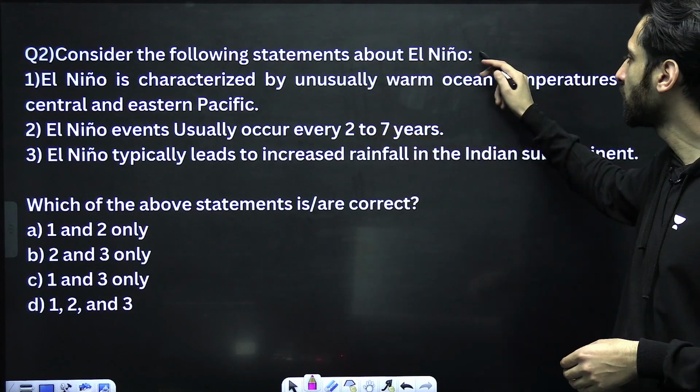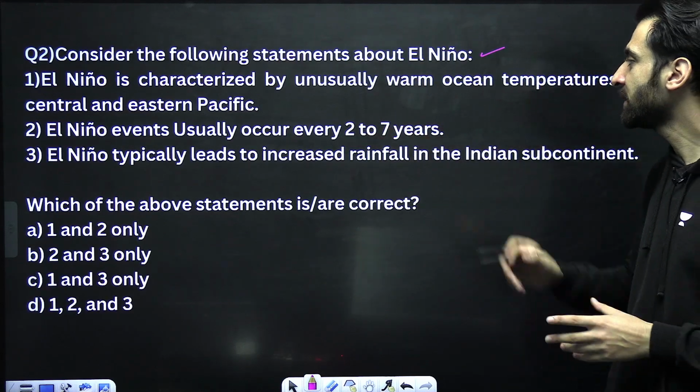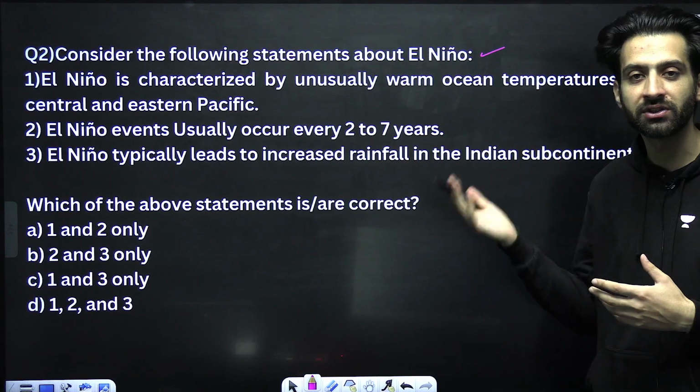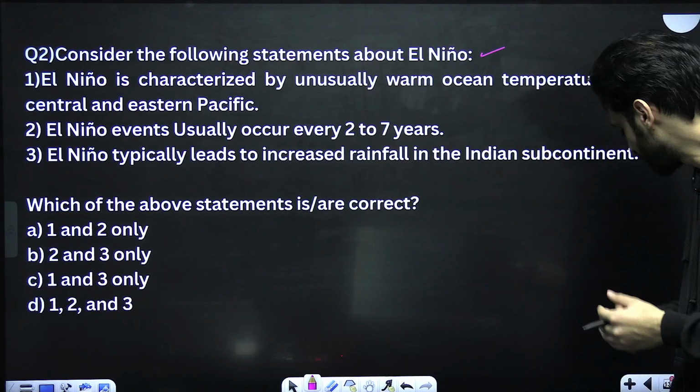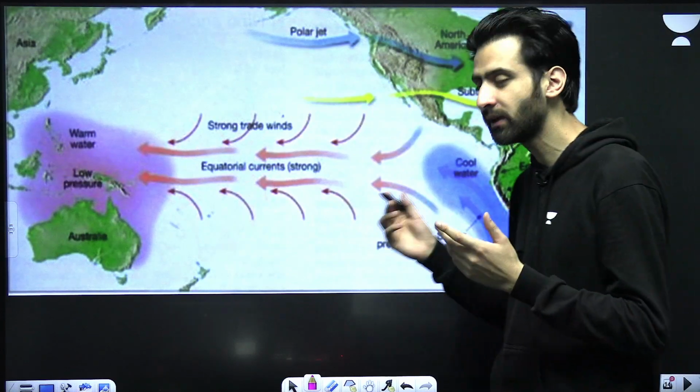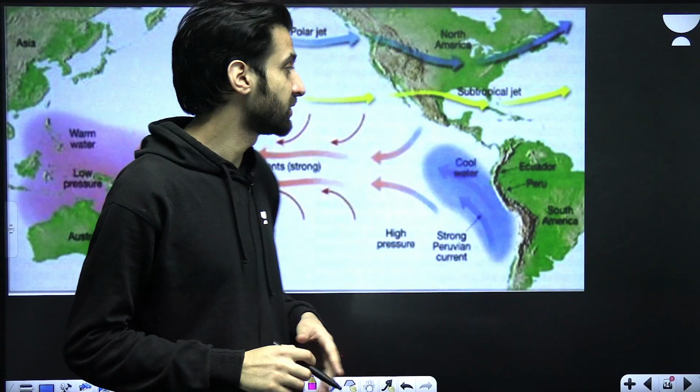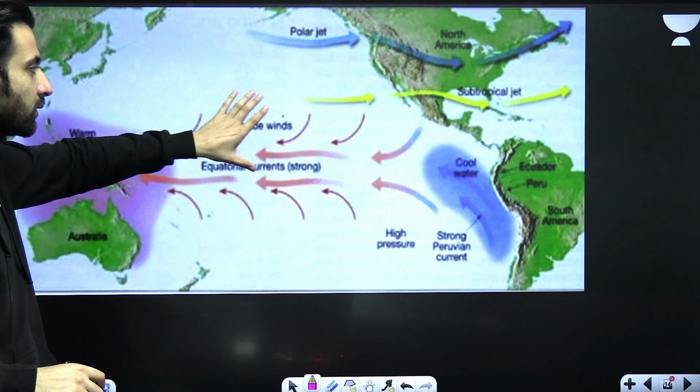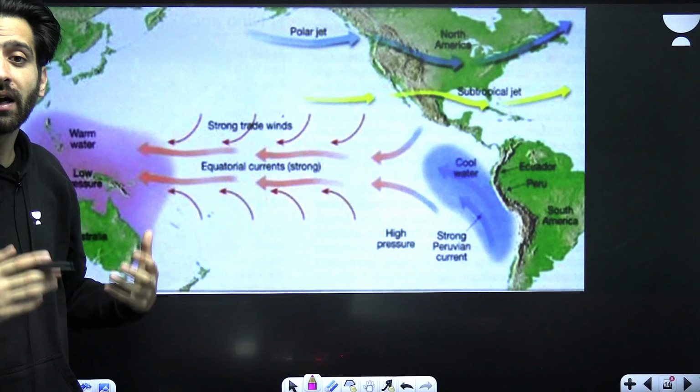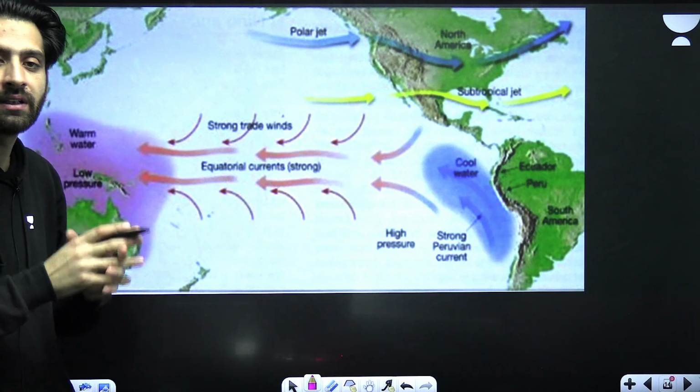Consider the following statements about El Nino. El Nino is characterized by unusually warm ocean currents in the central and eastern Pacific. So I'll explain, before we read the statements, what El Nino is and what the normal conditions are. This is the southern Pacific, or the central part, in which we'll understand what happens during the normal conditions.